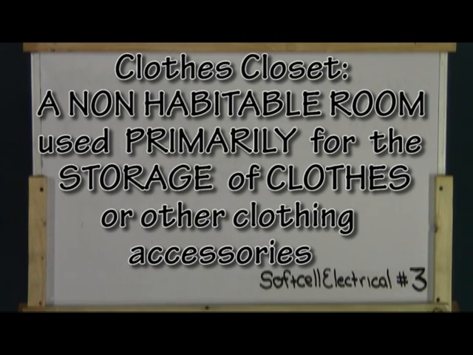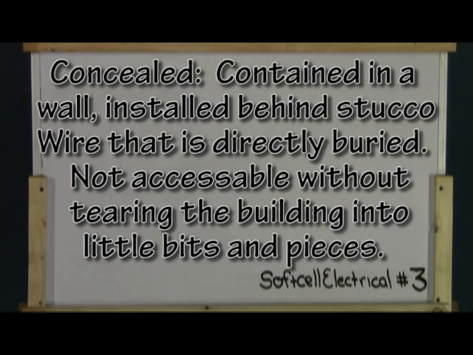Now we come to clothes closet. This is a slippery item because some clothes closets are so big that they can be used as a bedroom. But your best bet is that regardless of size, if it's non-habitable and it's used primarily for the storage of clothes, then you have a clothes closet, and that has a direct effect on how and where you install lighting. Now we come to concealed, which means to be made inaccessible because of the way the building is constructed. Wires contained within a wall or installed within the construction of a building are considered to be concealed.